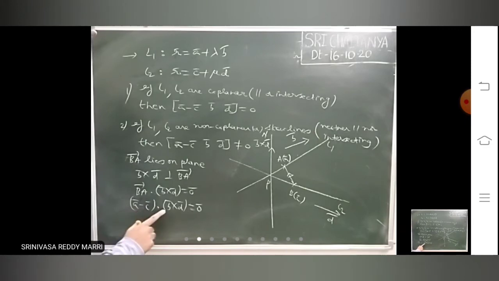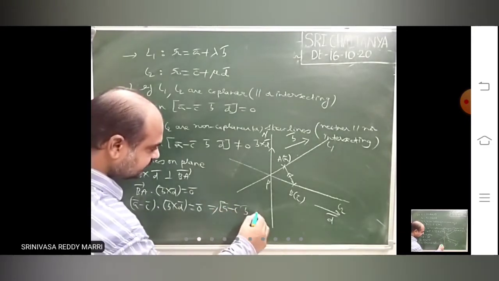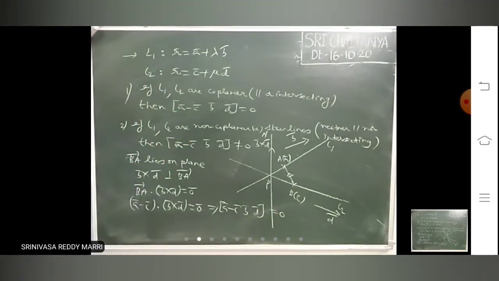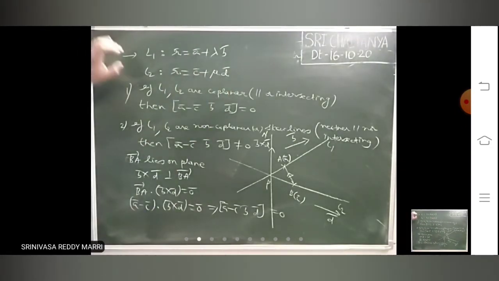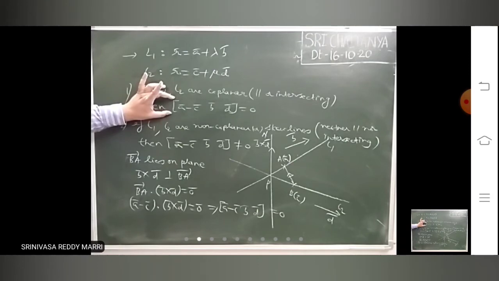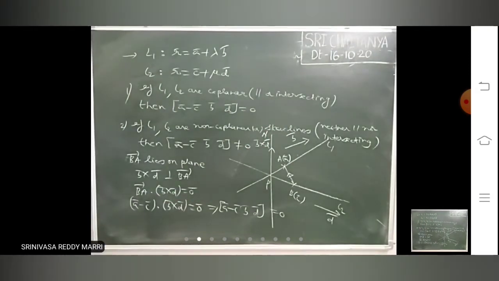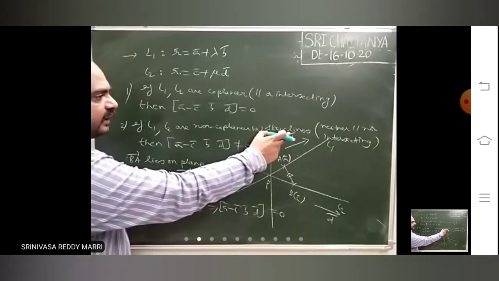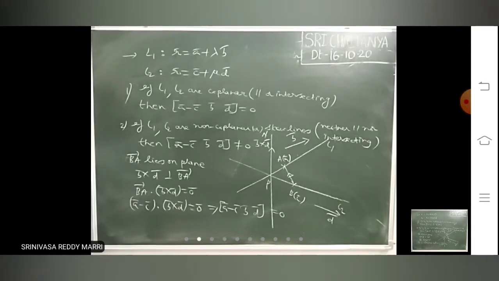Zero bar. What is this? A bar dot B cross C. It is nothing but, according to definition, the scalar triple product. Just trace out A bar, B bar, C bar, D bar, and then find the scalar triple product of this. If it is 0, the lines will be parallel or intersecting. They are called coplanar lines. If it is not equal to 0, lines will be skew lines or non-coplanar lines. They will be neither parallel nor intersecting.